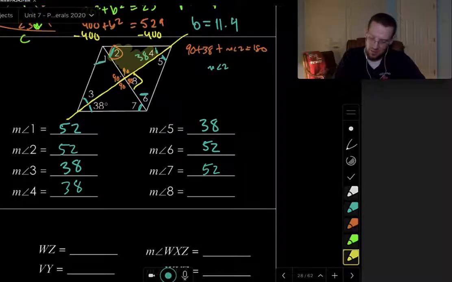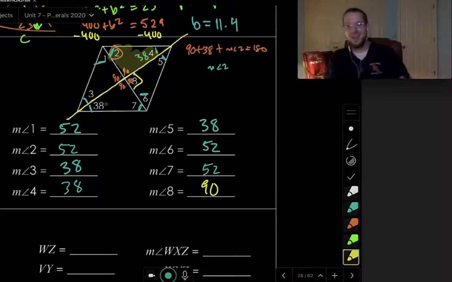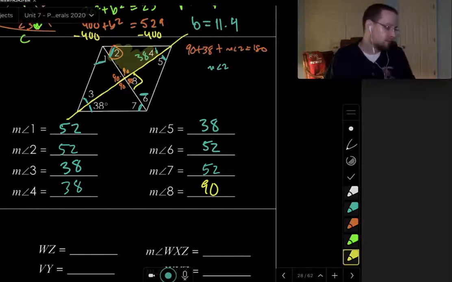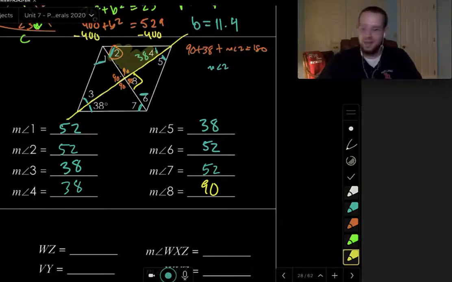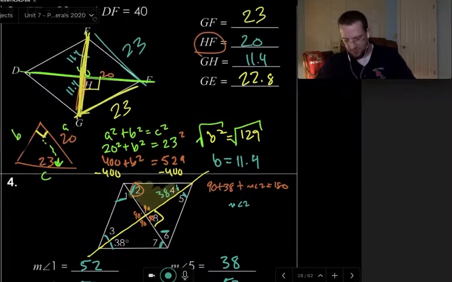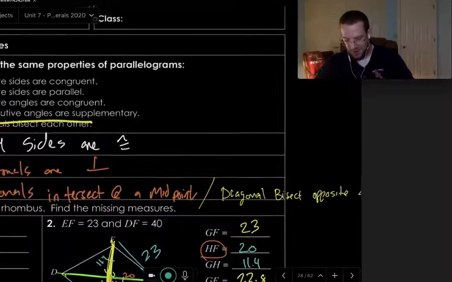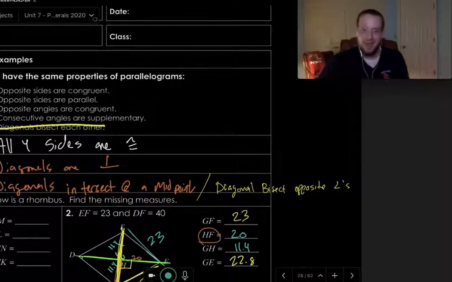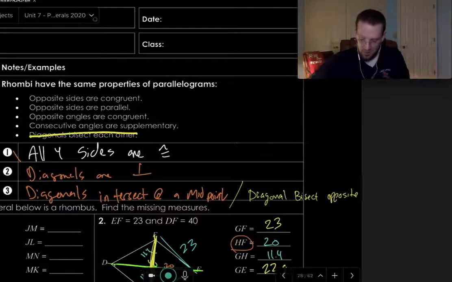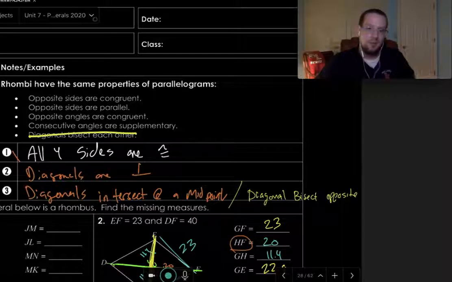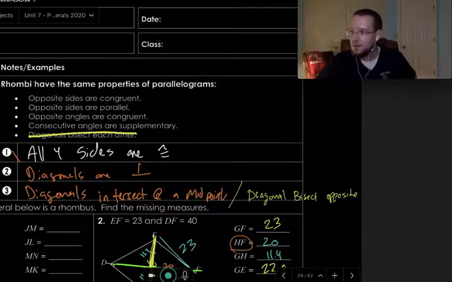And then finally, 8 is around the center, so that is 90 because the diagonals create right angles. Diagonals are perpendicular in these. So yes, again, the diagonals bisect opposite angles. All four sides are congruent. Diagonals are perpendicular, and they intersect at midpoints. That's what I forgot. Slipped up on that one.